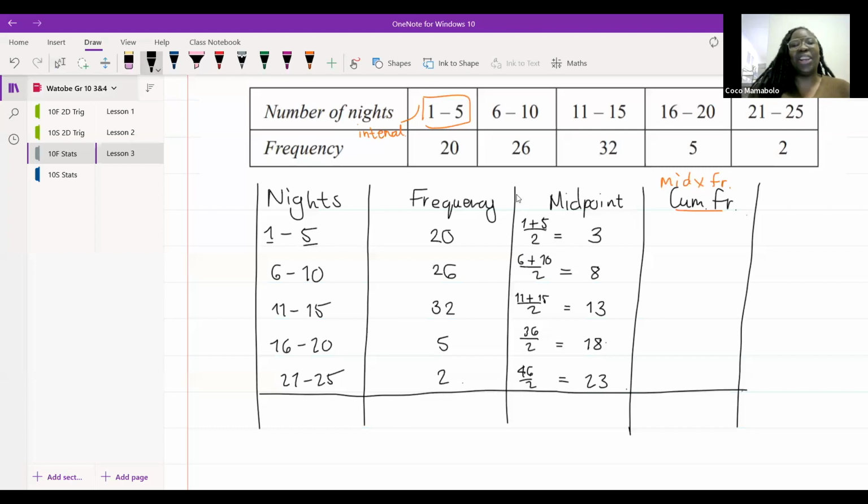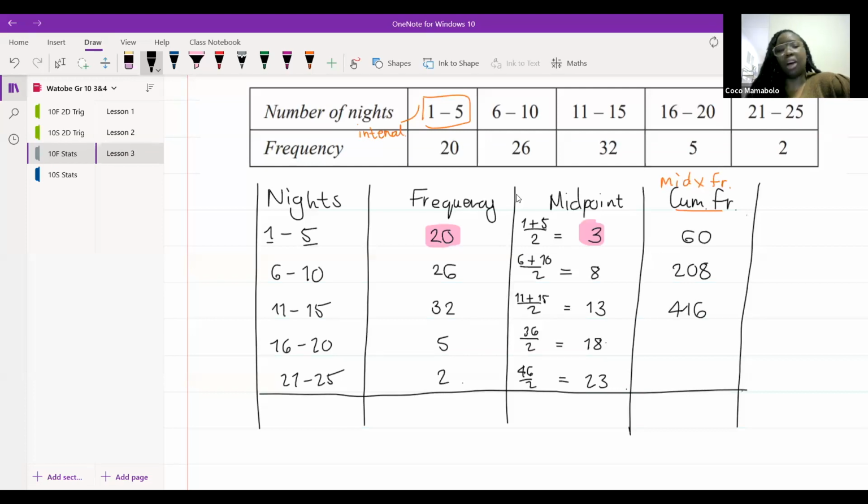Okay, let's do the cumulative frequency. Remember, cumulative frequency will be the frequency multiplied by the midpoint. So go for it. What's the first answer we'll get? Okay, so we're going to get 60. Good, first one. And then the next one. 208. 208. Keep going. 416.